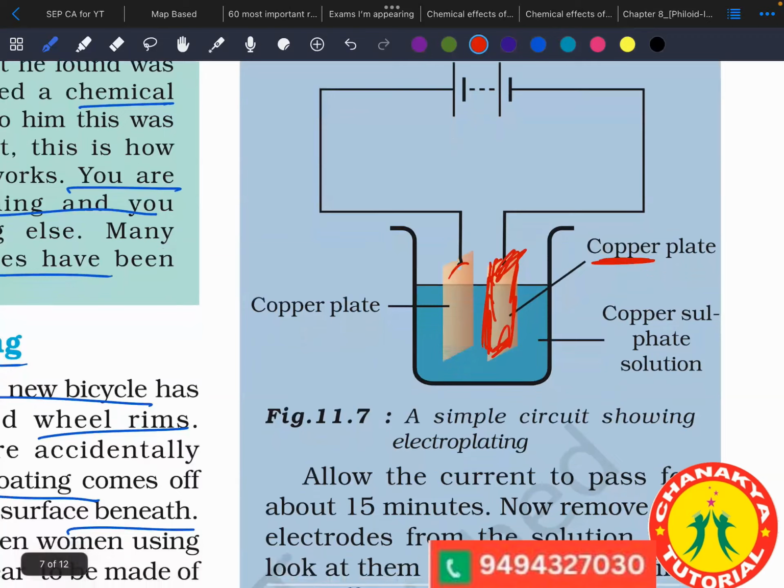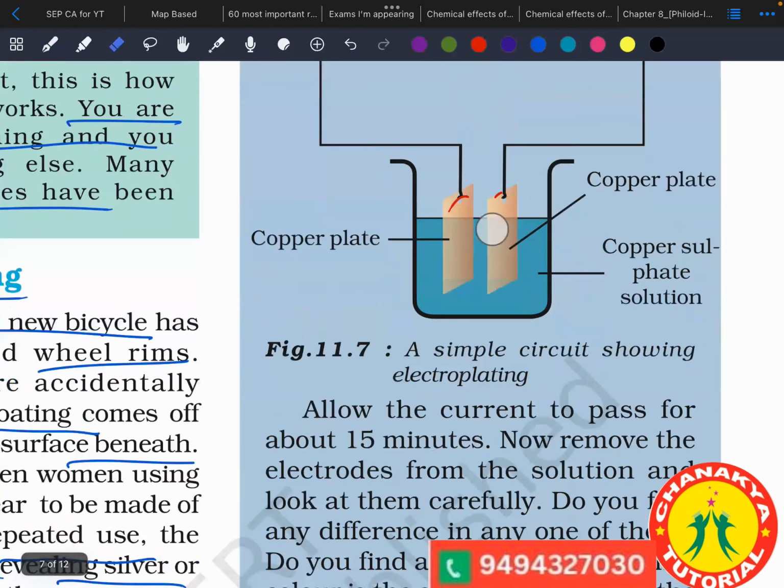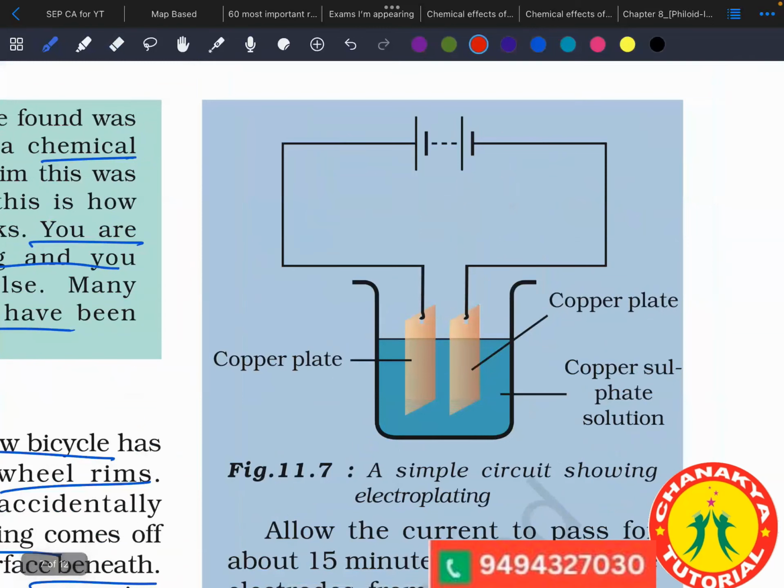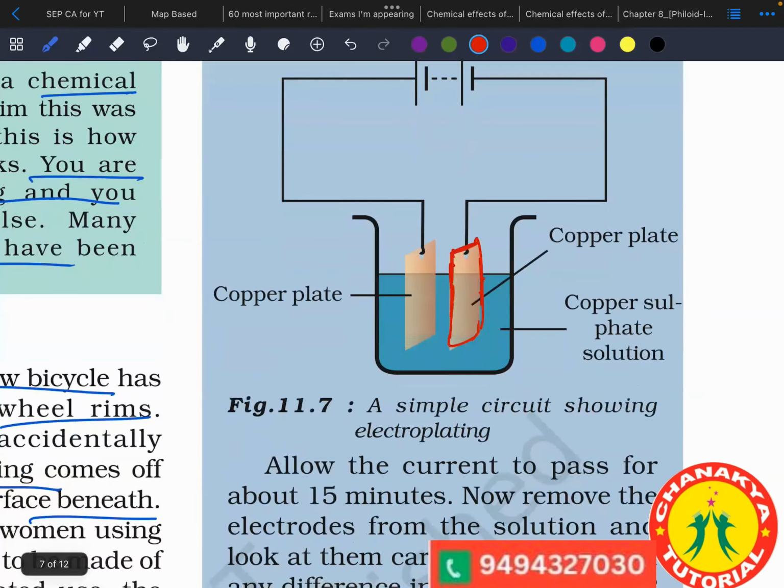So is it compulsory that the material on the negative terminal is made of copper, or can we keep anything? Yes, we can keep other materials also, because basically what we are trying to do is deposit the metal on the plate which is present in the negative terminal. Okay, so we can take another plate on the negative terminal.